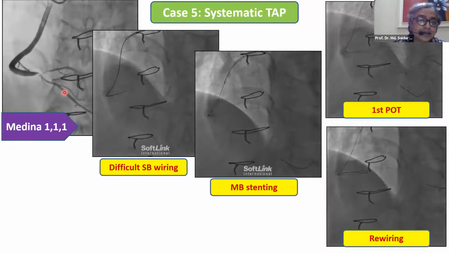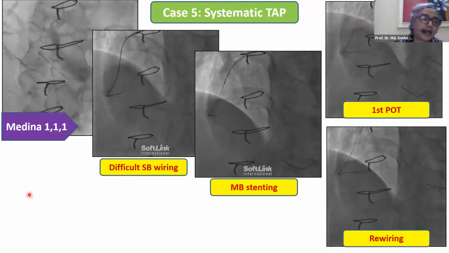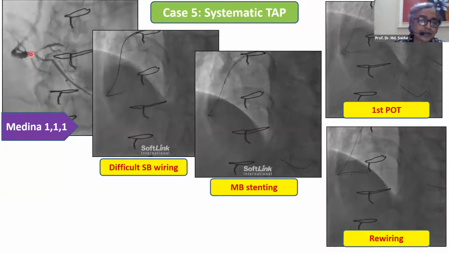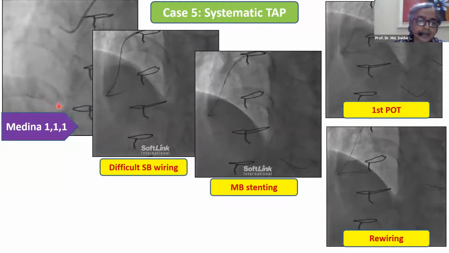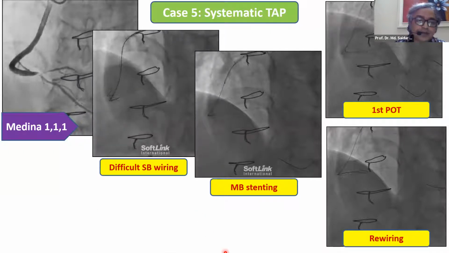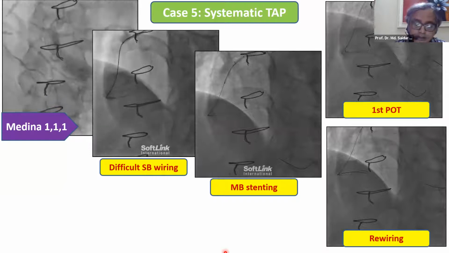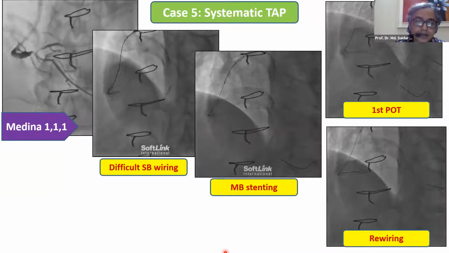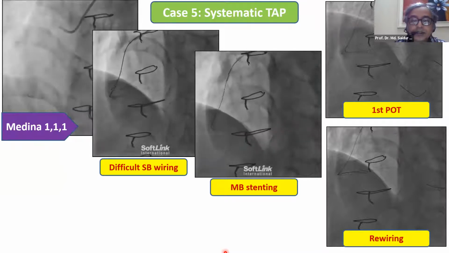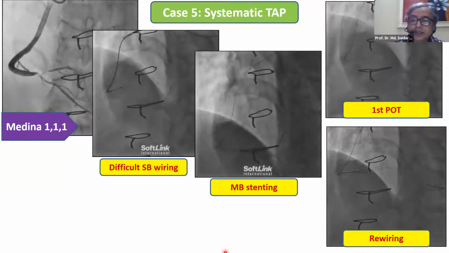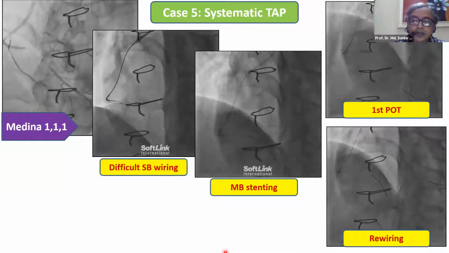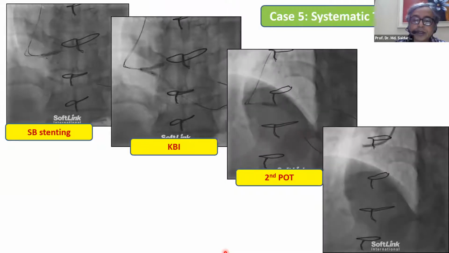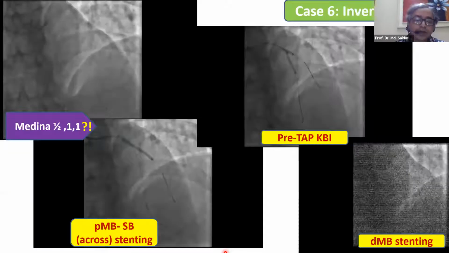If it is an upfront two-stent strategy, here it is a venous graft with severely diseased both branches, where we considered the PDA as the main branch. The rewiring was very difficult, so I had to take microcatheter support and different types of wires. Ultimately, the Fielder XT-R wire went there with a knuckling. After that we did the MB stenting after vessel preparation, then the first part, then the rewiring again, then the stenting of the side branch and the KBI and the second part, and then the final picture is good.